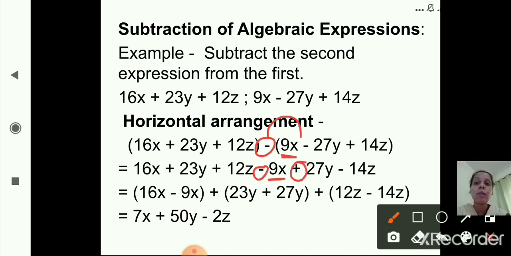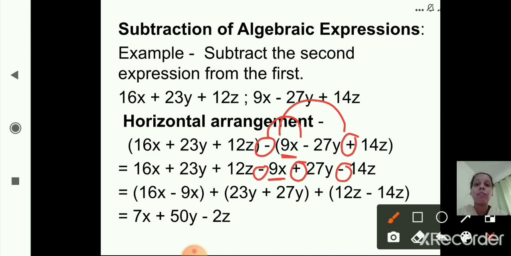When we remove the bracket, you will change the signs which are inside the brackets. Now here it is plus and outside the bracket there is a minus sign. So minus plus is what? Minus. That's why we have written here minus 14z. Hope you are clear with this step.